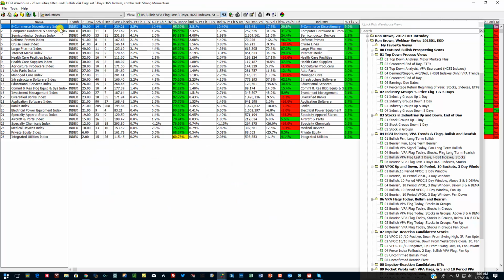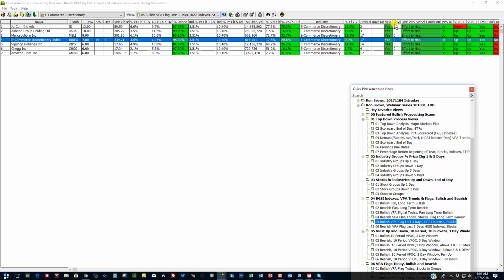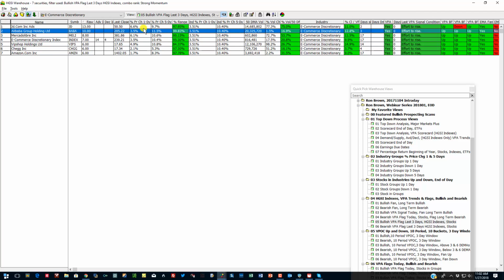So I know that e-commerce discretionary had 14 advancers and 4 decliners yesterday. If I change to the industry group, this is going to show me the stocks in that index, and only these stocks. They have to have had a VPA flag the last 3 days. And if I move this out of the way, you can see that they all had a VPA flag yesterday, an effort to rise. BABA is out to a new all-time high.